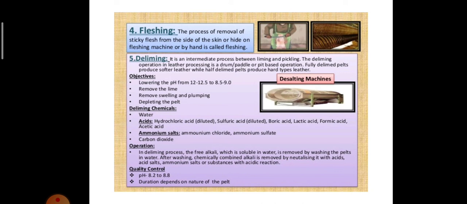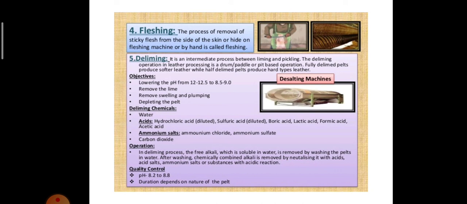The deliming operation in leather processing is a drum or paddle or pit based operation. Fully delimed pelts produce softer leather, while half delimed pelts produce hard type leather. Make note of this point, students. The deliming operation in leather processing is a drum or paddle or pit based operation. Three processes can be used. One is the drum technique, or paddling, or pit based operation. Fully delimed pelts produce softer leather, while half delimed pelts produce hard type leather.